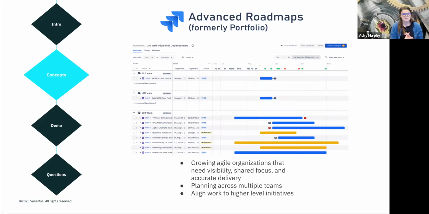And just like the name says, this is a roadmapping tool that is included in the Jira Cloud Premium or Enterprise and Jira Data Center environments. It is useful for organizations who are really looking to scale their Agile process. It is great for planning for around 20-ish Agile teams and provides visibility, shared focus, and accurate delivery planning across those teams. It gives you the ability to connect your team level work up to higher level initiatives, helps you with some dependency management, and even has some team level capacity planning functionalities.